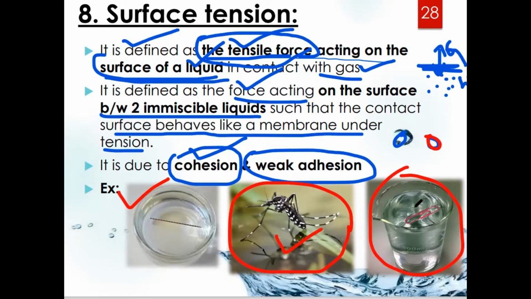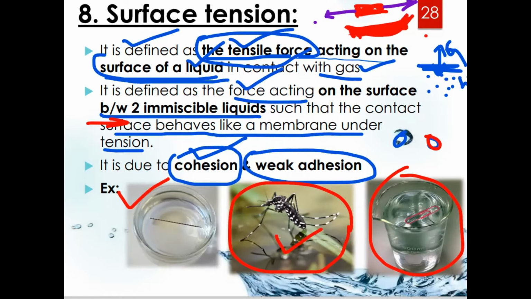Understood? Surface tension is nothing but tensile forces. Hope you know what tensile forces are. If you stretch any material, for example, if you consider this is a material and you apply force on both the surfaces of the material, what happens? The material will elongate, which means the material is under tension. Due to that, the material will bend like this. That is called the tensile force.